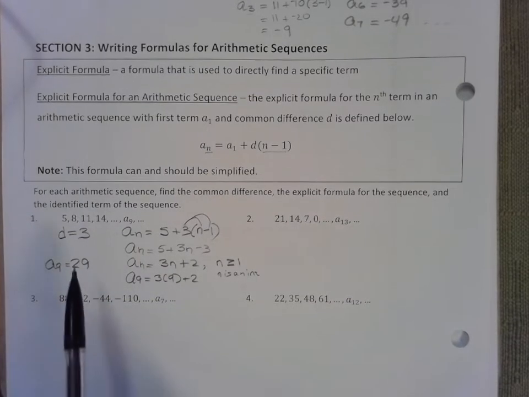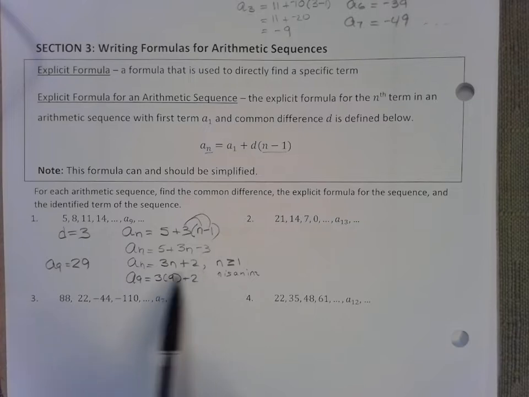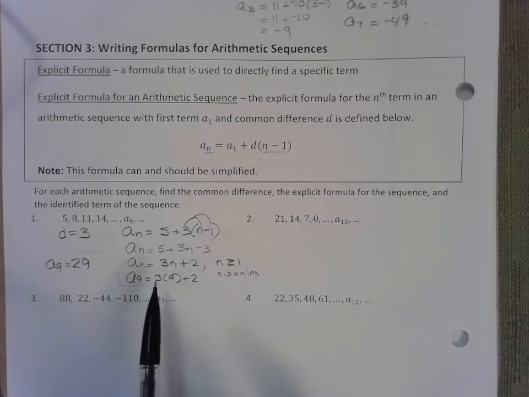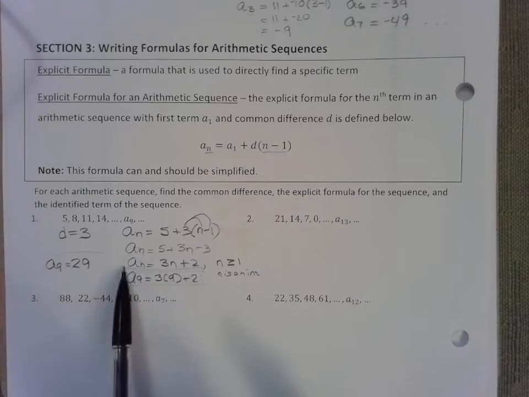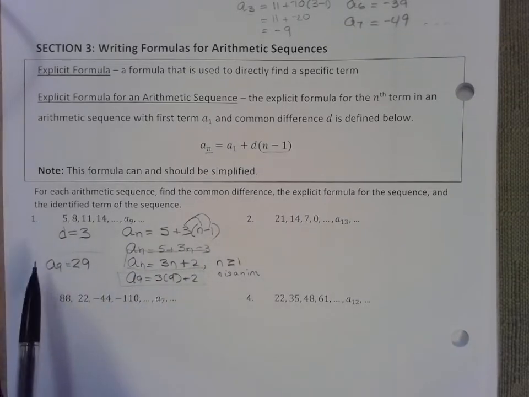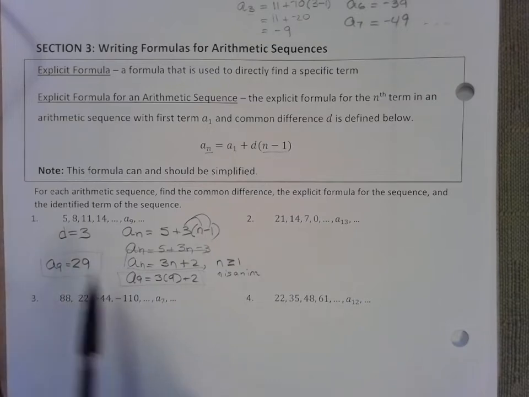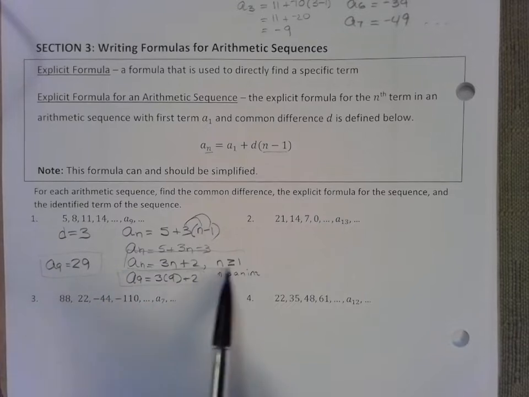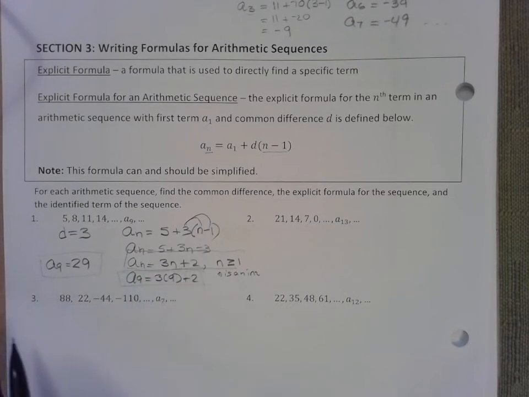So we found our difference. Our explicit formula is this. Oops, I circled the wrong thing. Our explicit formula is that there. This is what we use to find the specific term, the ninth term. One more time. Our difference is 3. Our explicit formula is this line here, 3n plus 2, and our ninth term was 29.